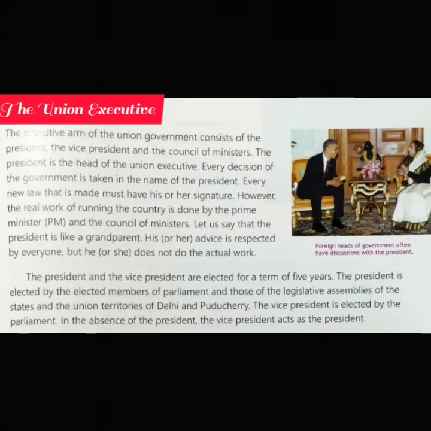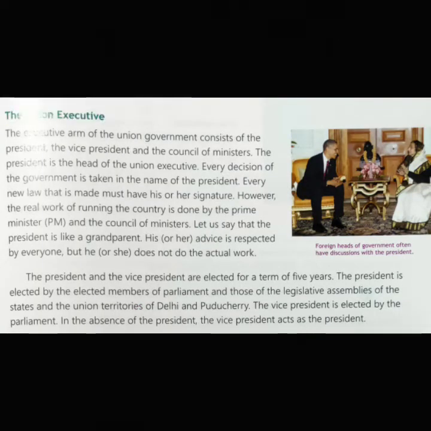Next part of the government is the union executive. The executive arm of the union government consists of the president, the vice president, and the council of ministers. The president is the head of the union executive. Every decision of the government is taken in the name of the president. Every new law that is made must have his or her signature.